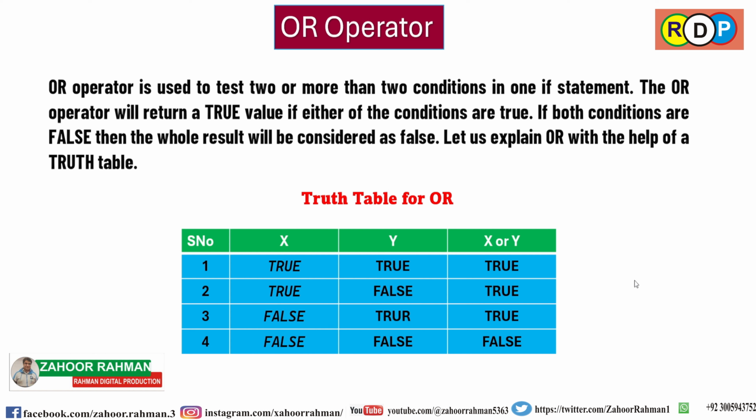So let us explain OR with the help of a truth table. If the first condition is true, and the second condition is also true, it will return a true value. If the first condition is true and the second condition is false, then it will return a true value. That is how these logical operators work.